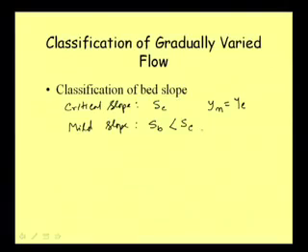Then that slope is called a mild slope, and in a mild slope our uniform flow depth will be greater than the critical flow depth. So, we can write here that yn, the normal depth, will be greater than the critical depth yc.